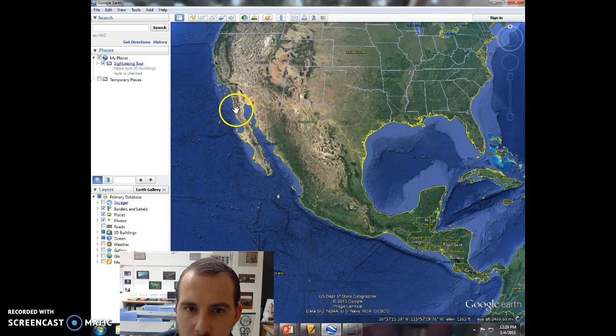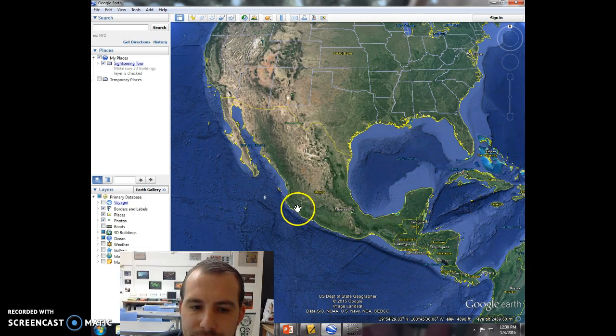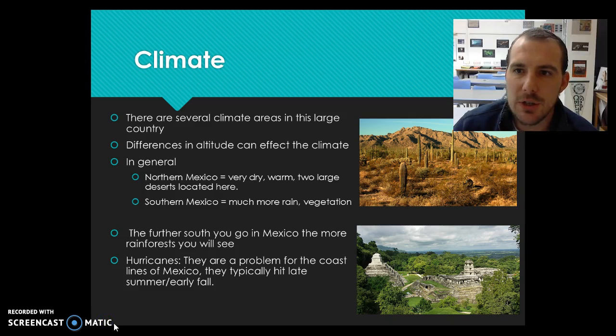Northern Mexico, and you can tell this from Google Earth. And as you get more south, you can see it's darker greens, meaning there's more vegetation. Down in this area, there's a ton of vegetation. So let's talk about the general climate of Mexico. There's several different climate areas. Obviously, we've just looked at how big of a country it is.